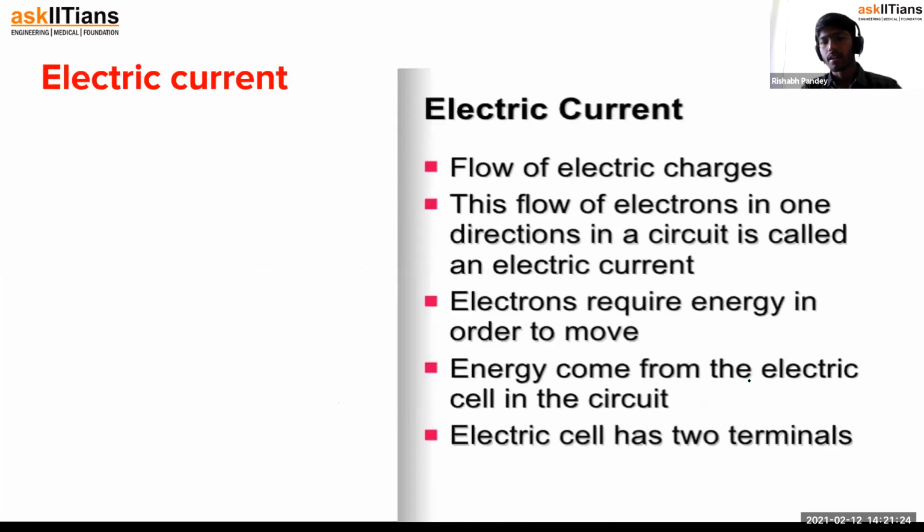Next is electric current. Electric current is denoted by the symbol I, and I'll say that it is the flow of electric charges, or instead I can write it as the rate of flow of electric charge.